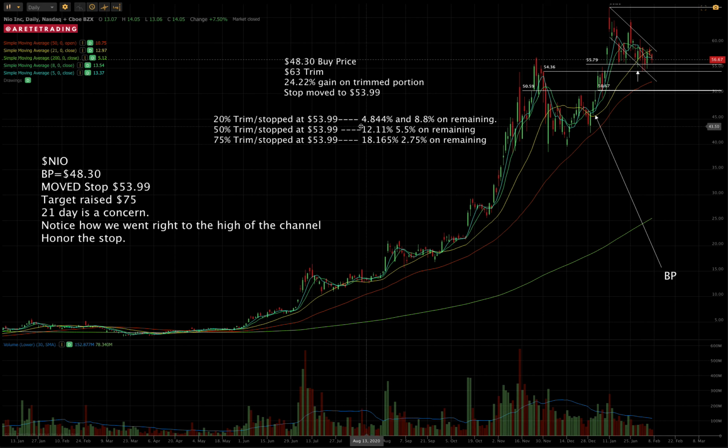So at this level, we made 4.844% on 20%, and then when we moved the stop up, because it was 80%, this is what we made. You should be able to see this. And you can see that if we sold the trimmed portion, we made more money. So that's one way to look at how to set a process. I will do more and get more in depth, but I just wanted to give one that was short and sweet.